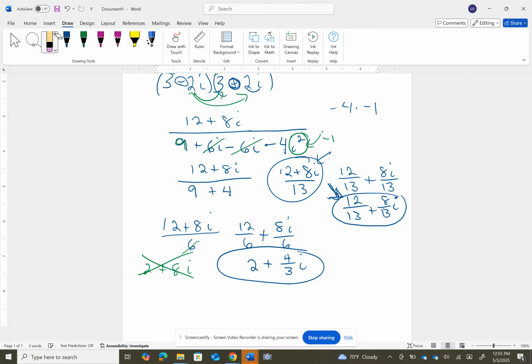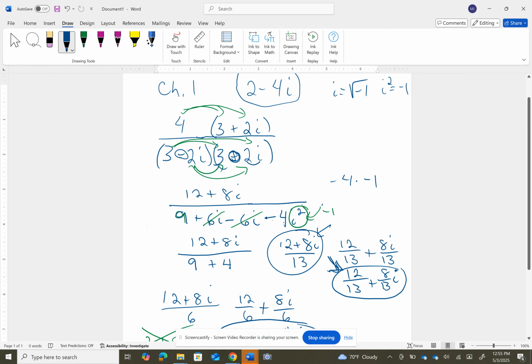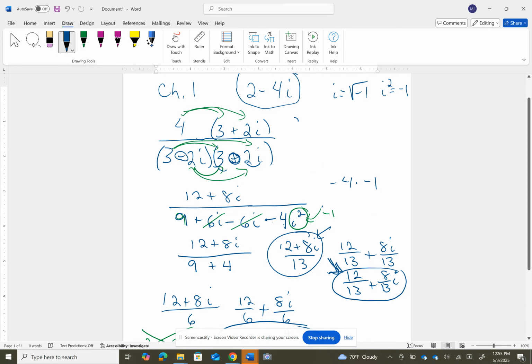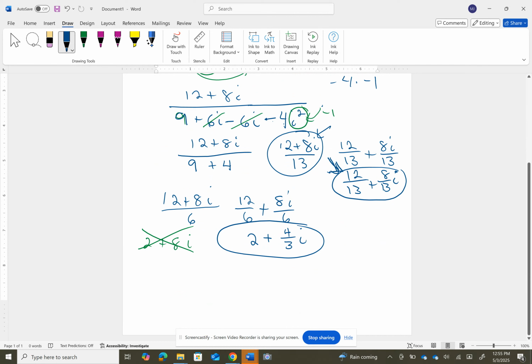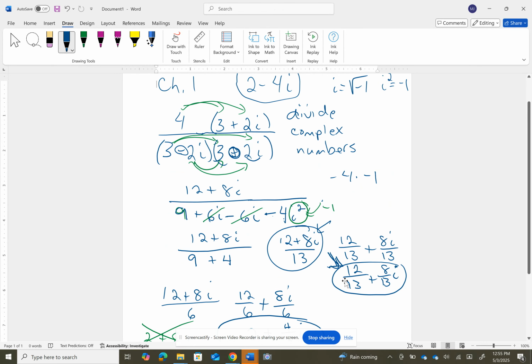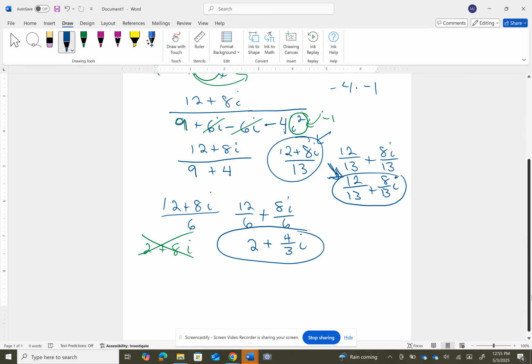Okay, so let me get it back to what it was. All right, now another one from chapter 1 says to solve by the square root method. So this was dividing complex numbers, and it's just like rationalizing radicals. Okay, and then the second one they had is the square root method. The second one I want to do is the square root method.